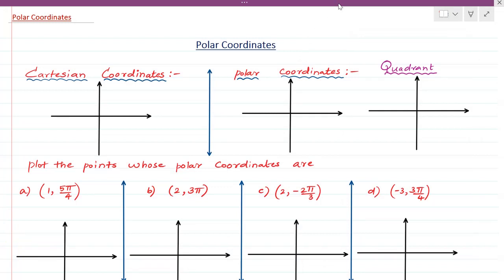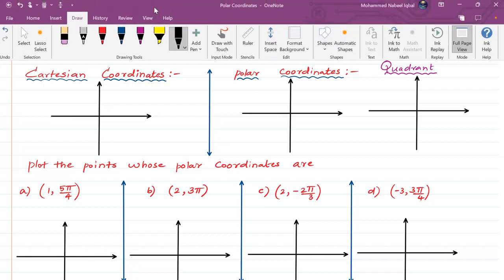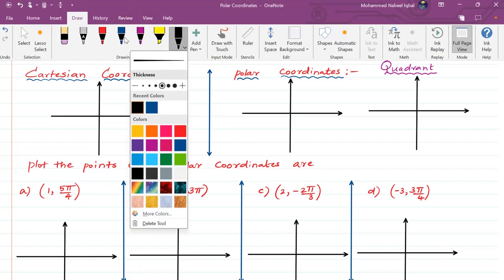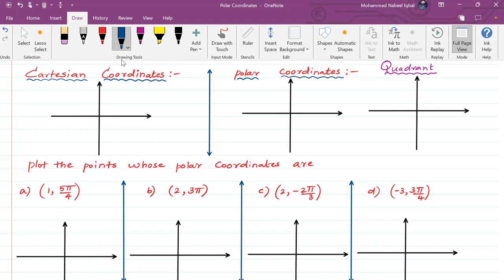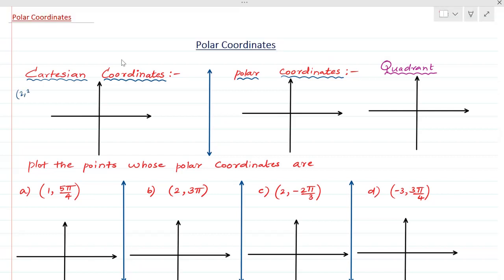In this video, we are going to discuss the polar coordinate. Before going to polar coordinate, we have to know what a Cartesian coordinate is. Any point in x and y, we call a Cartesian coordinate. Suppose you want to plot the point (2, 3): the x value is 2 and the y value is 3. So this is the point 2 comma 3.